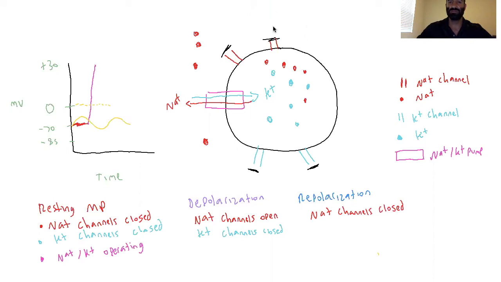And what's going to happen is now the K plus channels, the potassium channels, are going to open. And the sodium potassium pumps are still going strong. So now we're going to take the gates off the potassium channels. What's going to happen is potassium is going to go down its concentration gradient. It's going to exit the cell. So now we're going to have a bunch of potassium go outside the cell. Okay, so we're going to lose some potassium.